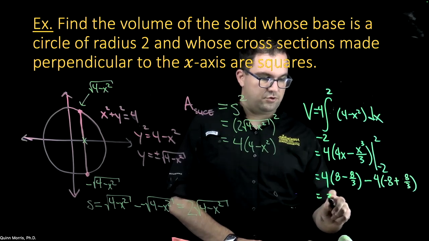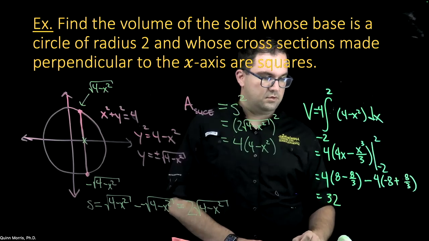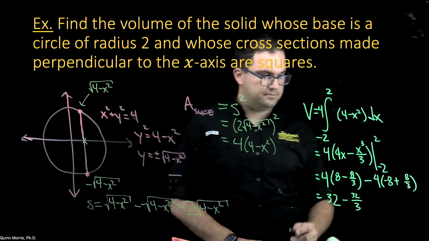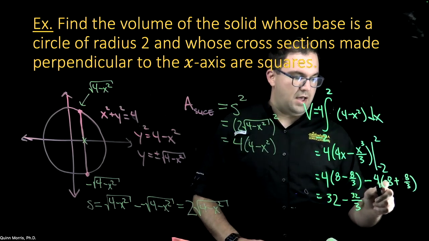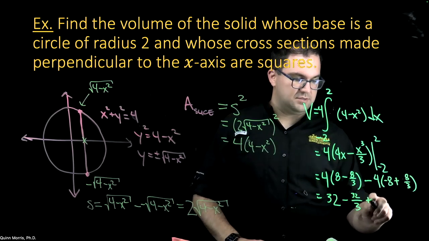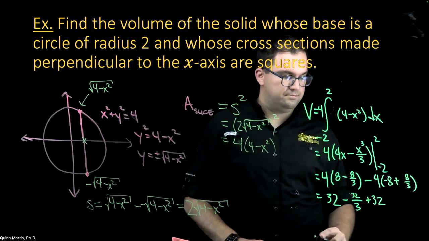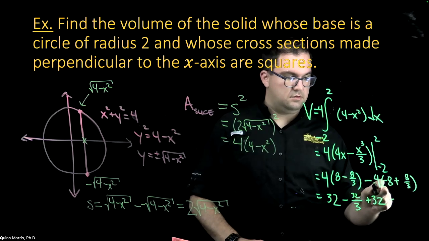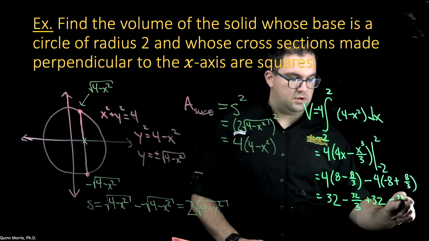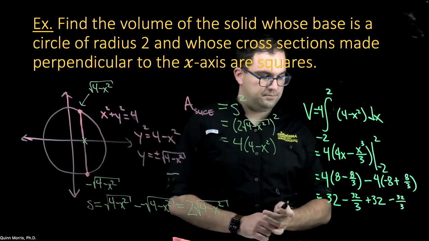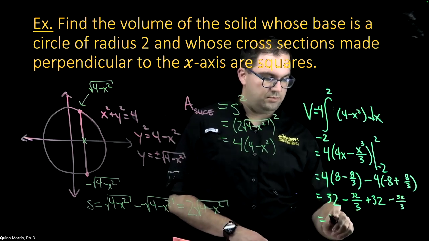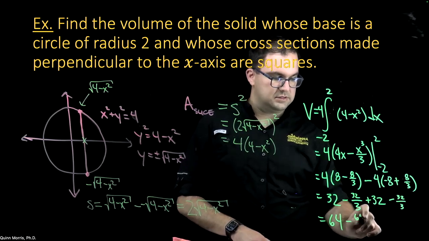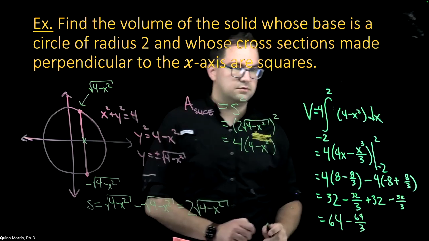What do I get? I get 32. I get minus 32 thirds. Now I have minus 4 times negative 8, so that's plus another 32. And I get minus another 32 thirds. So I end up with 32 plus 32 is 64, minus 64 thirds.